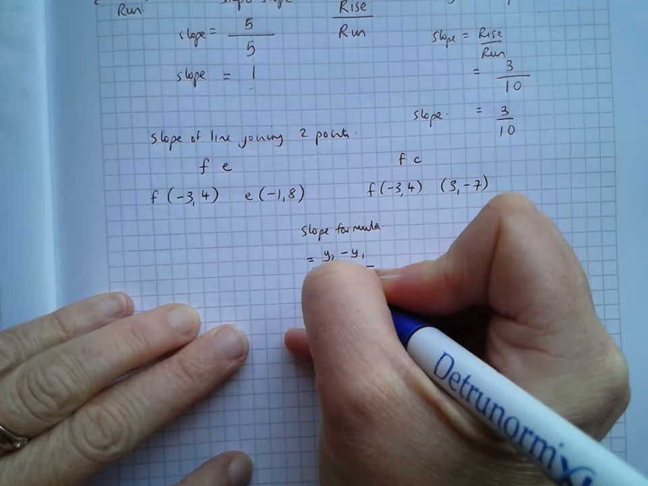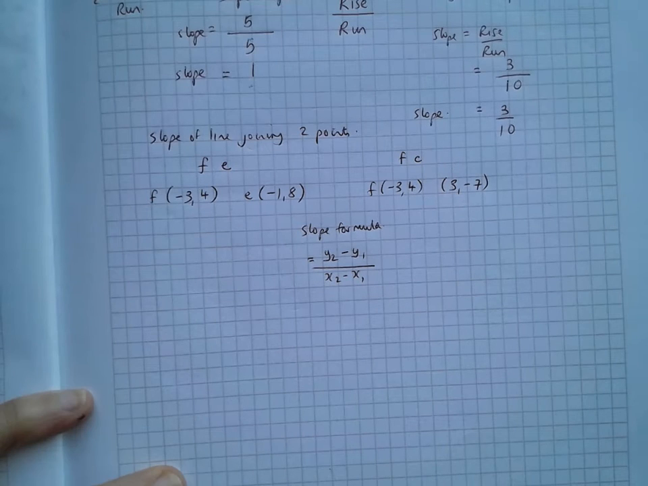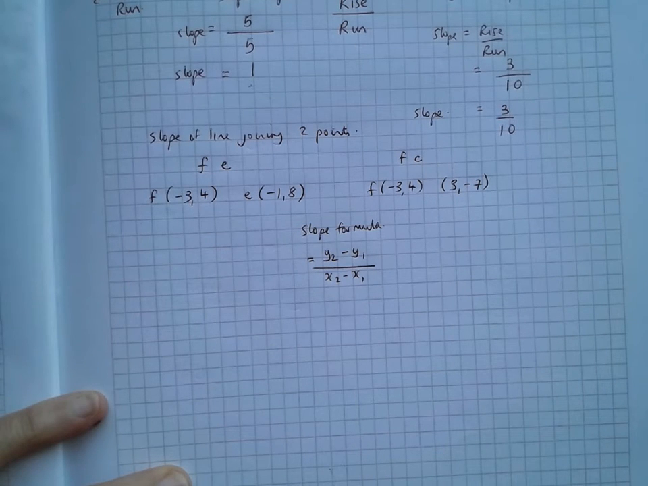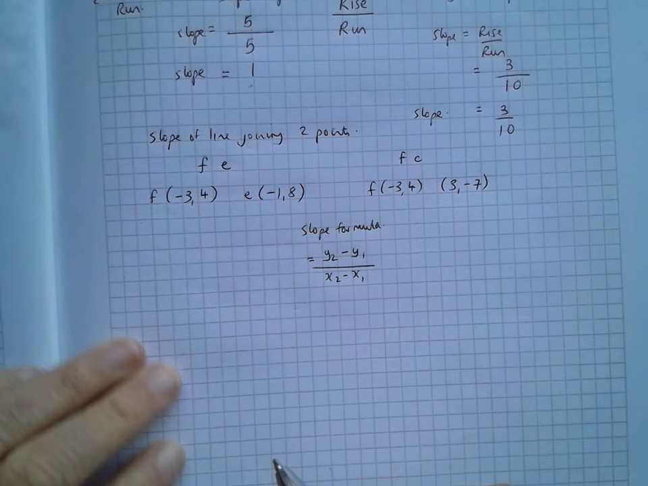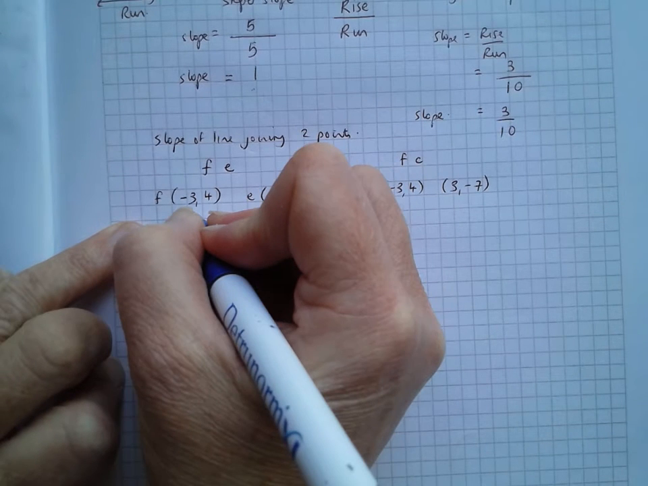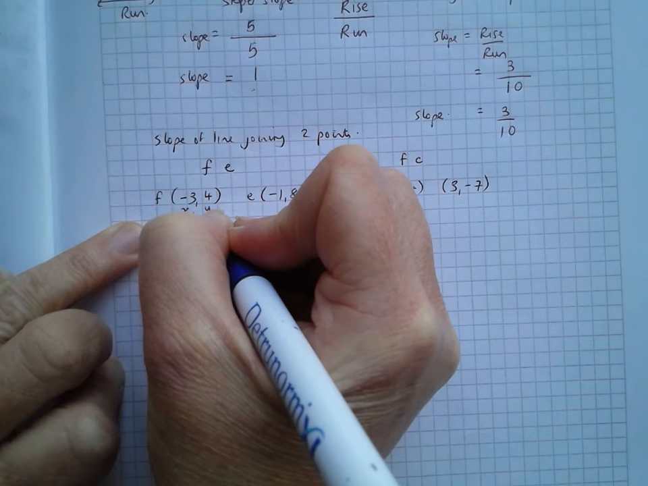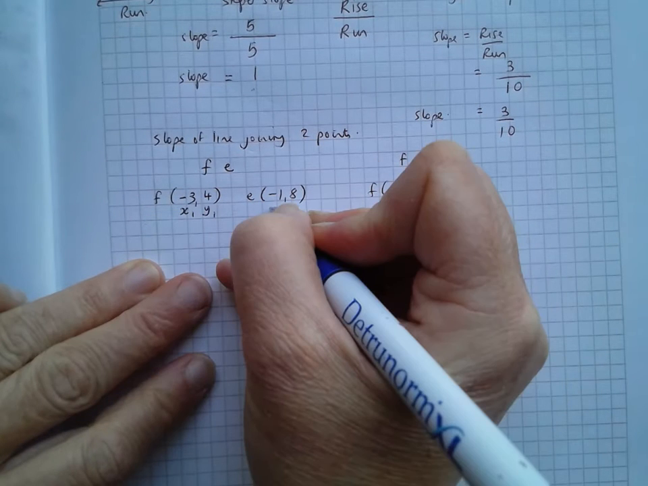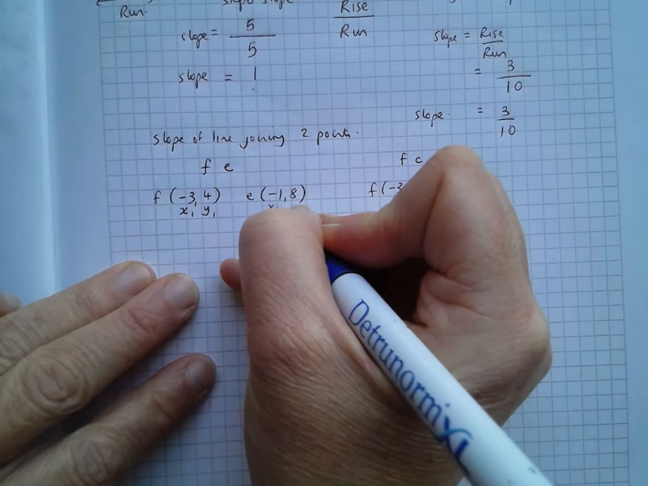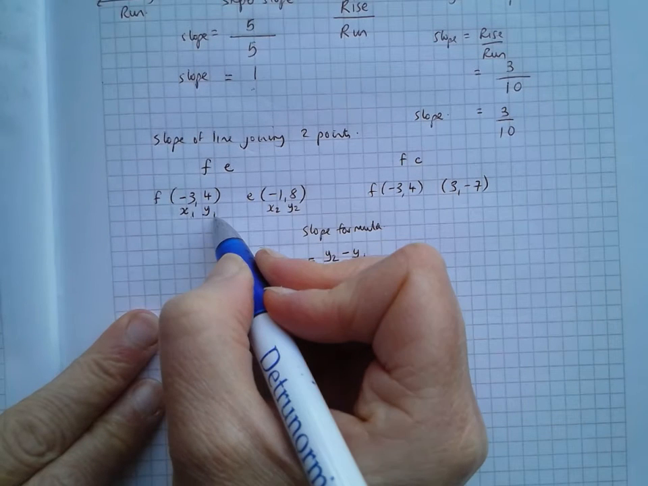Now some of you might want to just get going now and do that yourself while I'm working away here, or some of you might just want to listen, so I'm happy with either. Let's do FE first of all. F is minus 3, 4, so we'll call it x1, y1. E is minus 1, 8, we'll call it x2, y2. Remember, every point has an x and a y, and the same little number has to be with the same point. So these are both 1s, these are both 2s.